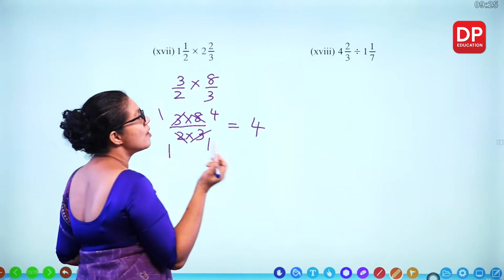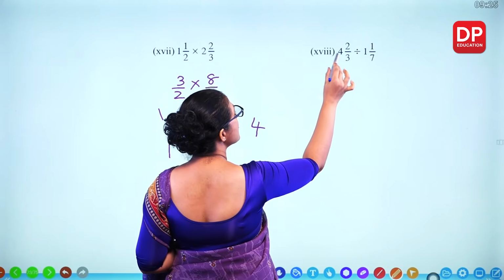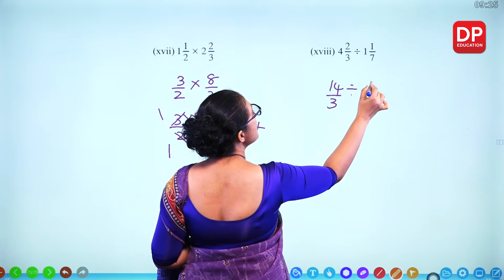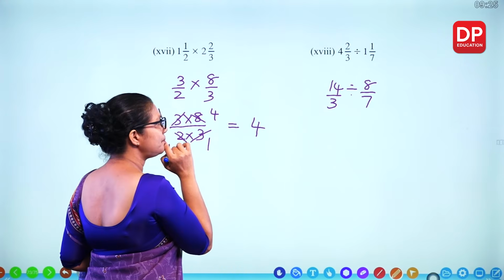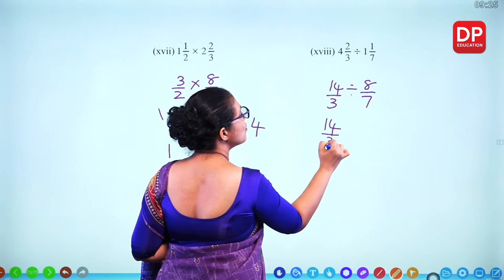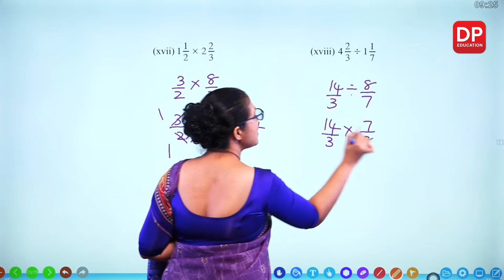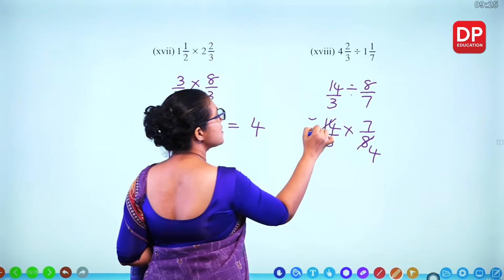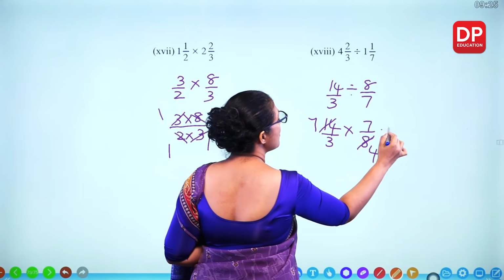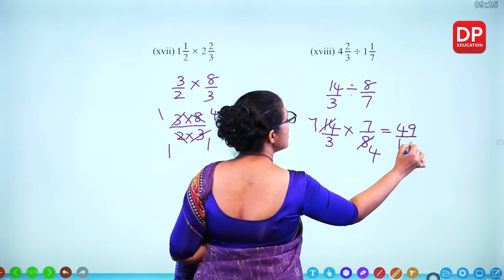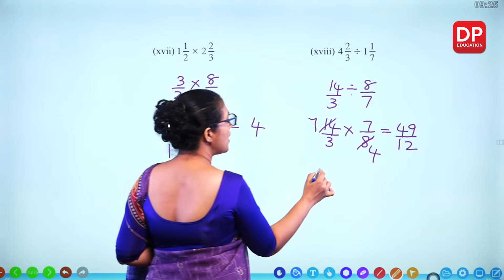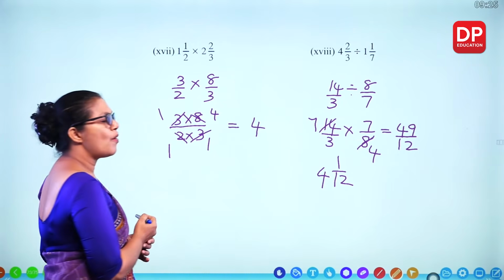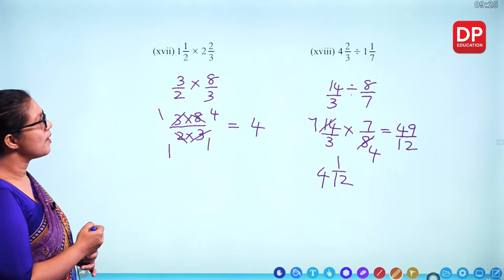Division now. Convert to improper fractions first. 14 over 3. Here 8 over 7. Now convert to multiplication by taking its reciprocal. 2 times 4, 2 times 7. 7 times 7, 49 over 12. So 12 times 4, 48 and 1 remaining. So 4 and 1 over 12.